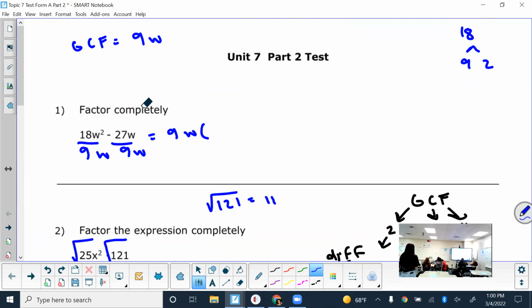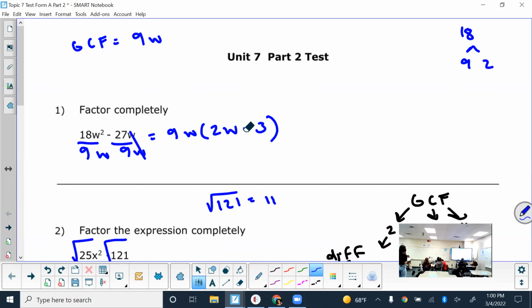What's 18 divided by 9? 2. What's W squared divided by W? W. And then over here, the W's cancel. What's negative 27 divided by 9? Negative 3. Good. And then you always check the parentheses.